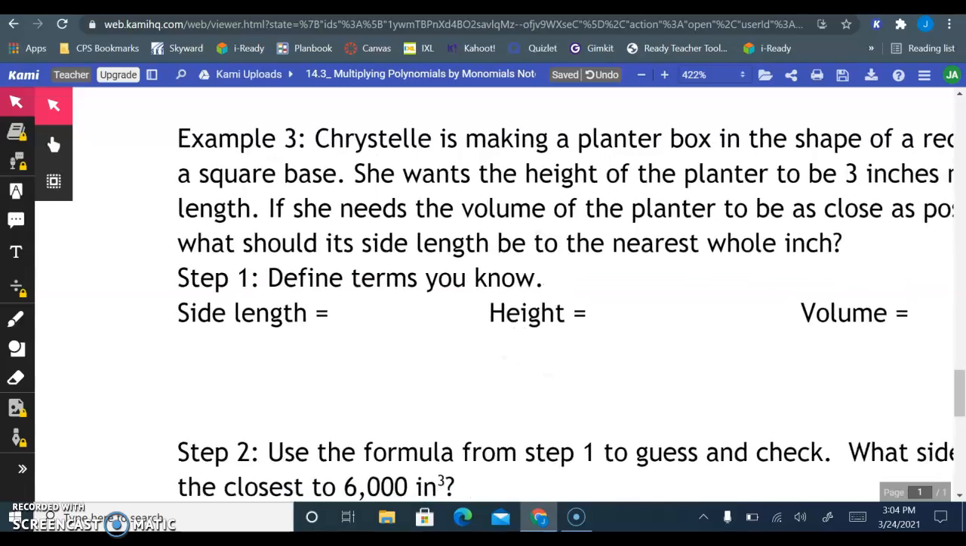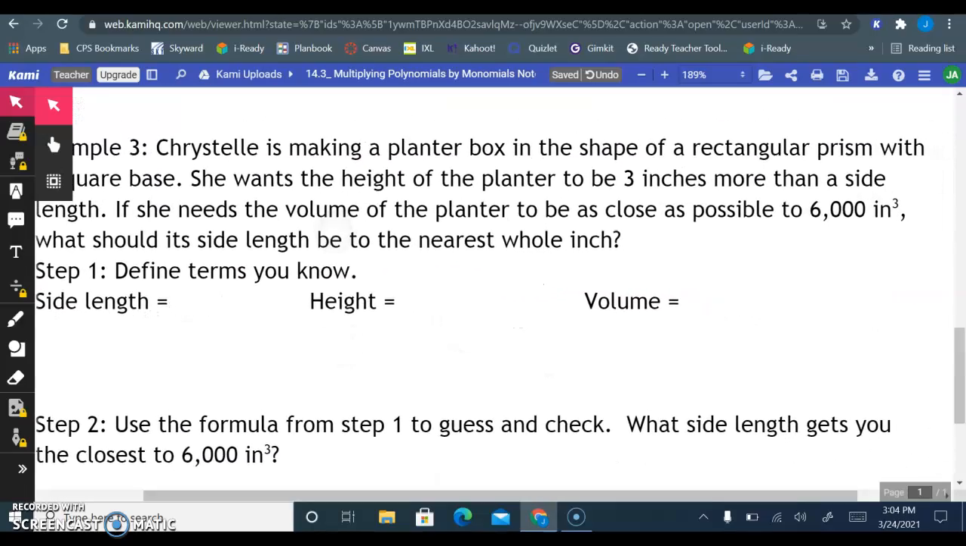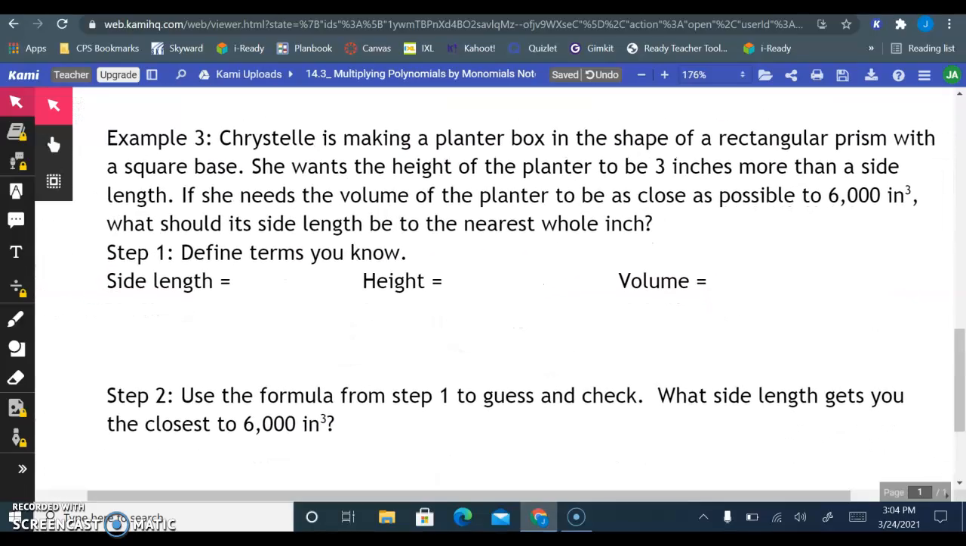Now for our last example here, we have a word problem that Crystal is making a planter box in the shape of a rectangular prism with a square base. She wants the height of the planter to be 3 inches more than a side length. If she needs the volume of the planter to be as close as possible to 6,000 cubic inches, what should its side length be to the nearest whole inch?